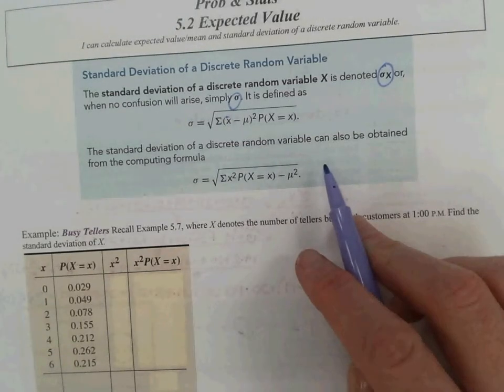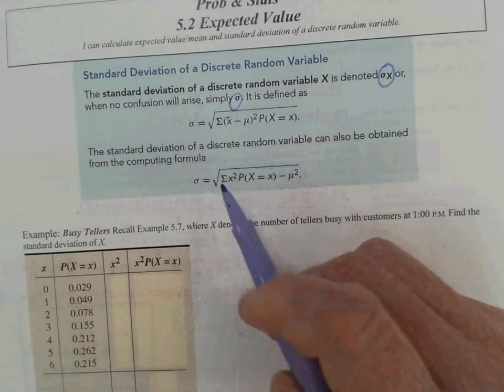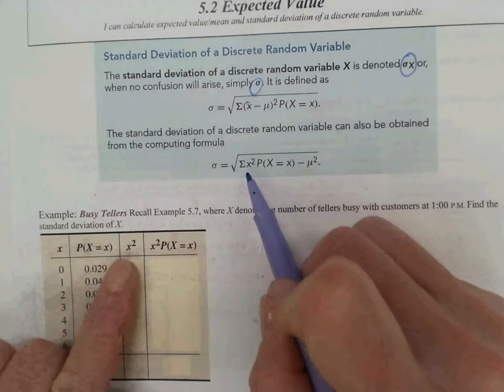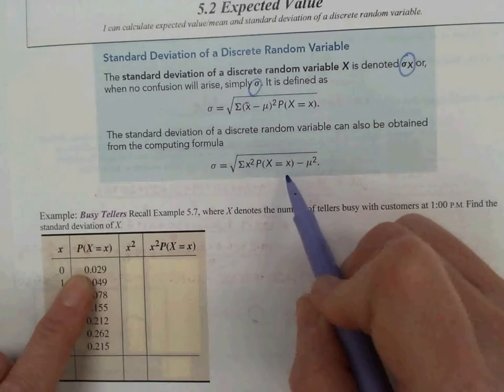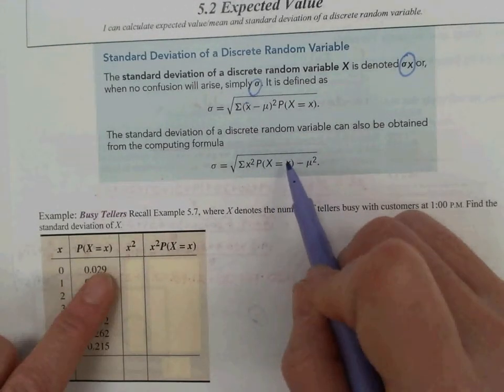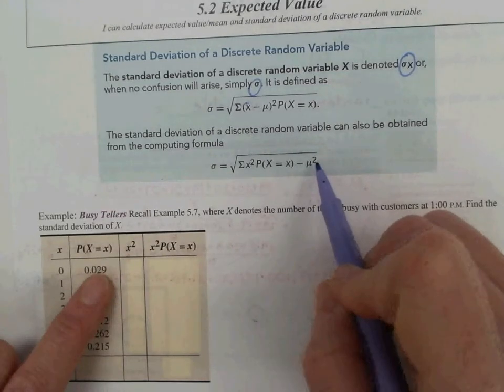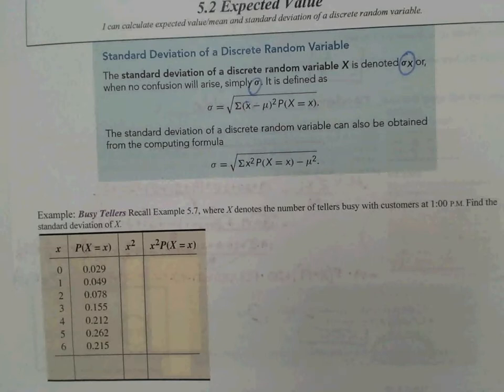The standard deviation of a discrete random variable can also be obtained by computing this formula here, where we just add up all of the squared x's, multiplying that by the probability of each of those x's, and then subtracting mu squared. So let's go ahead and work out this problem together.